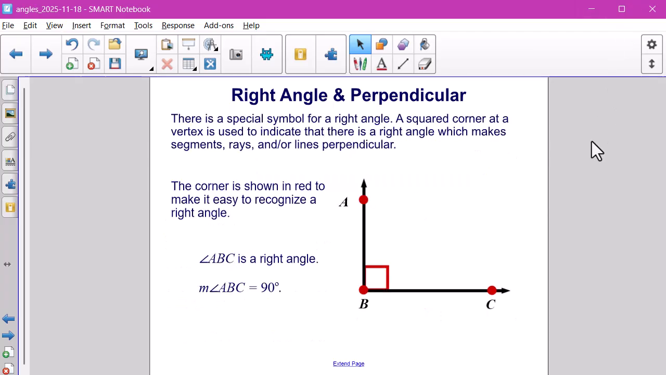There is a special symbol for a right angle. A squared corner at a vertex is used to indicate that there is a right angle, which makes the segments, rays, and/or lines perpendicular to one another. The corner is shown in red to make it easy to recognize a right angle. So angle ABC is a right angle, and the measure of angle ABC is 90 degrees.